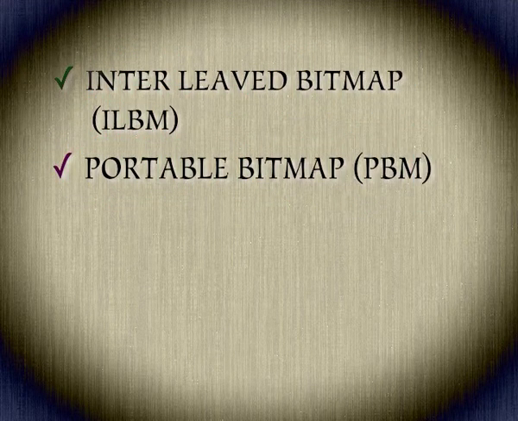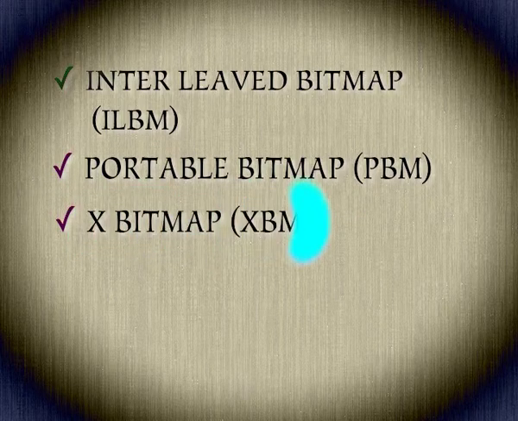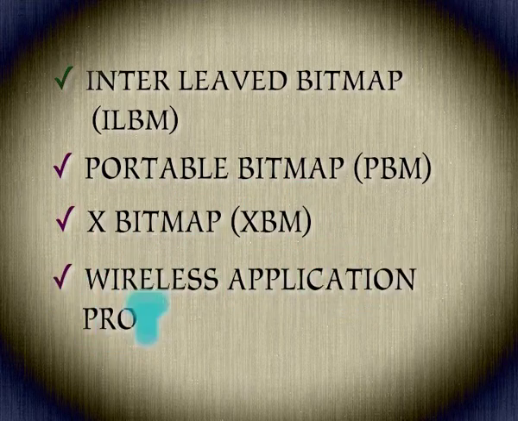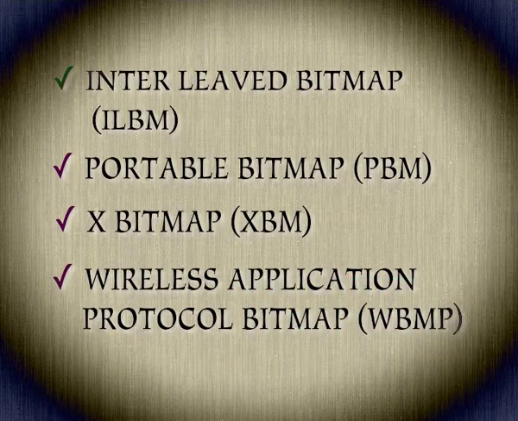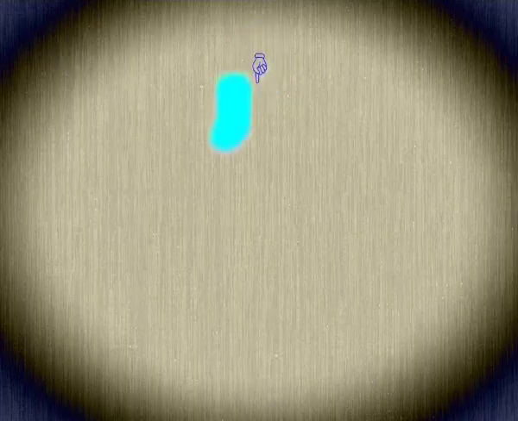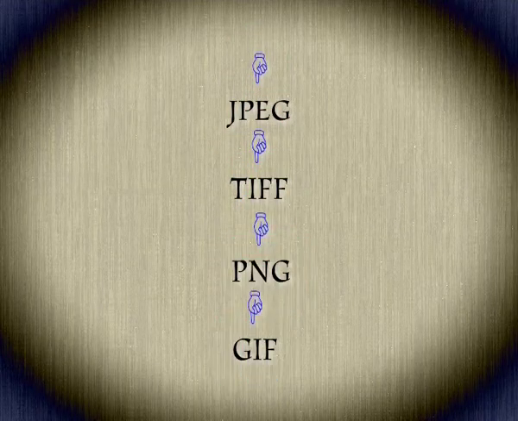Besides BMP, other file formats that store literal bitmaps include interleaved bitmap, ILBM, portable bitmap or PBM, XBitmap, XBM, and wireless application protocol bitmap, WBMP. Similarly, most other image file formats such as JPEG, TIFF, PNG and GIF also store bitmap images as opposed to vector graphics, but they are not usually referred to as bitmaps since they use compressed formats internally.